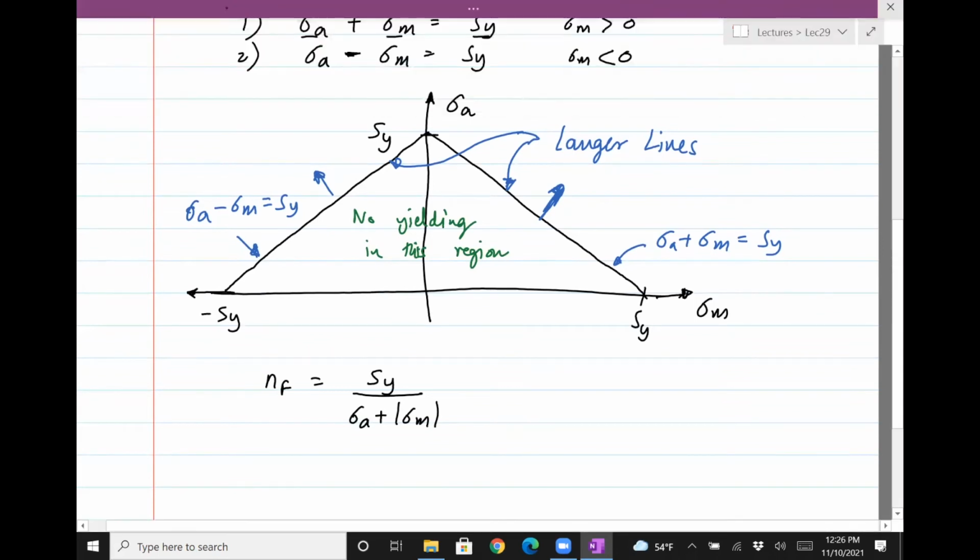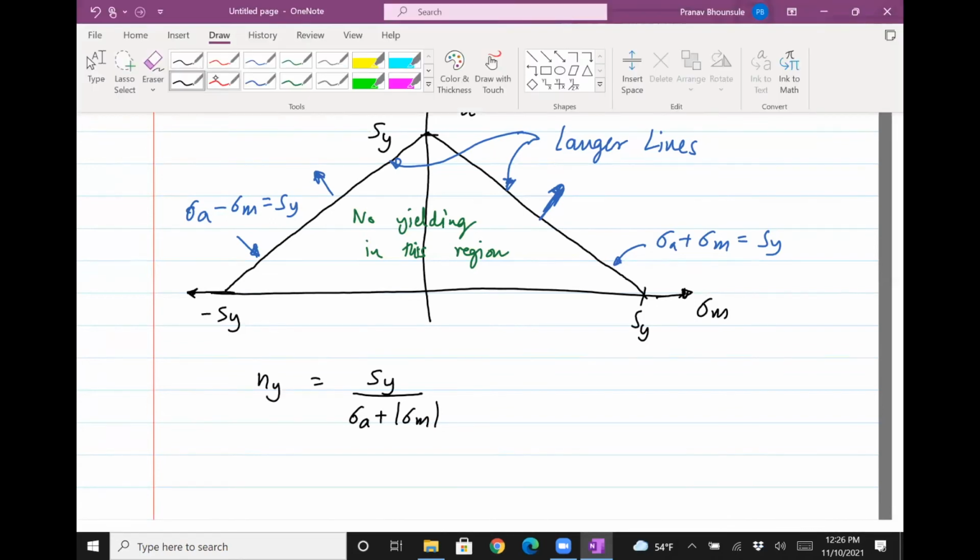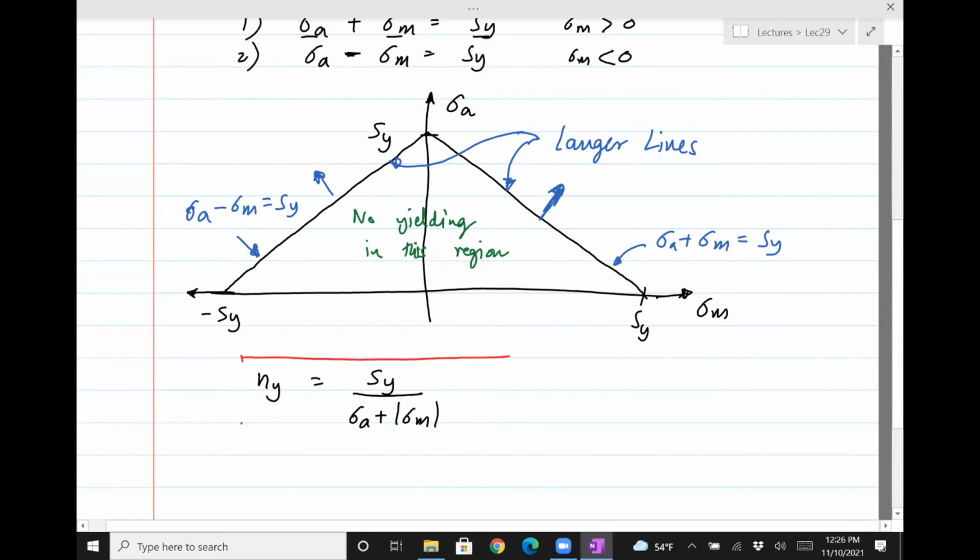And so this design factor will be the design factor Ny, where Ny is the design factor based on yielding. So let me write that down. Ny is design factor for yielding.